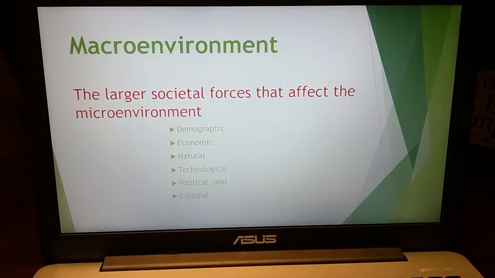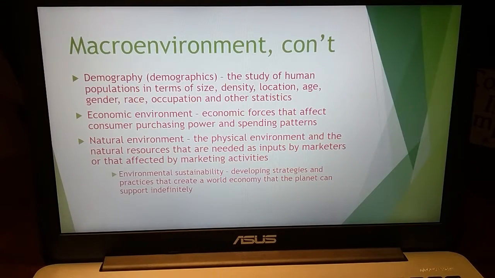Microenvironment. Larger societal forces that affect it. So demographic, we're going to go through these one by one. Demographic, economic, natural, technological, political, and cultural. But we'll go and talk about them individually. Demographics. We're going to hear about demographics a lot in this class. Demographics essentially, it's an objective way to study populations and quantify them. When we say objective, it means it's without bias, and there are things that, generally speaking, there's only one answer for. You're either a certain age, you're either 42 or you're not 42.